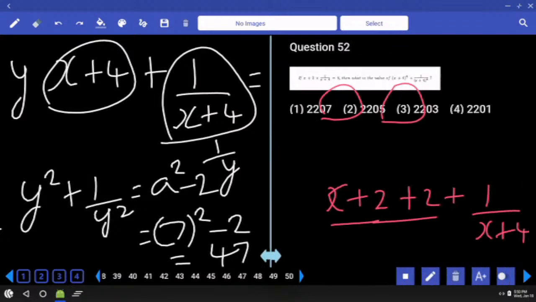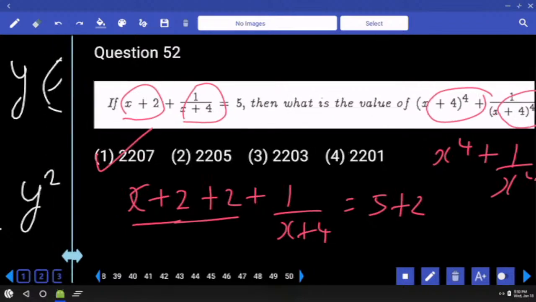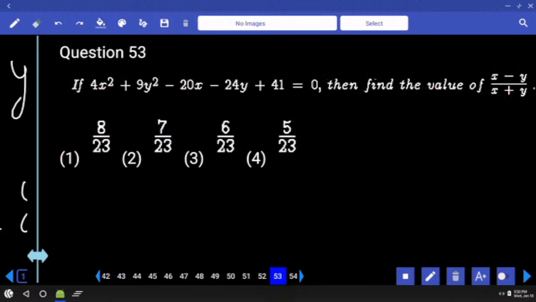So first we wanted a reciprocal term. So we added 2. We got x plus 4 plus 1 by x plus 4. So if we take x plus 4 as y, 1 by x plus 4 as 1 by y, we need to find out what is y power 4 plus 1 by y power 4. Accordingly, we applied the formula and got the answer. So first option is the answer, 2207. Shall we go to the next question? Yes or no? And this is an easy question only. 53. Right. Another simpler question in algebra.